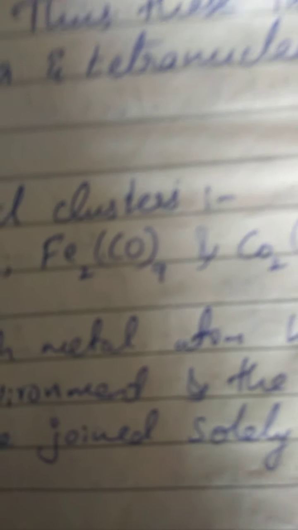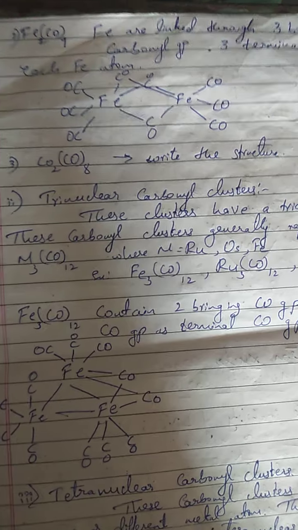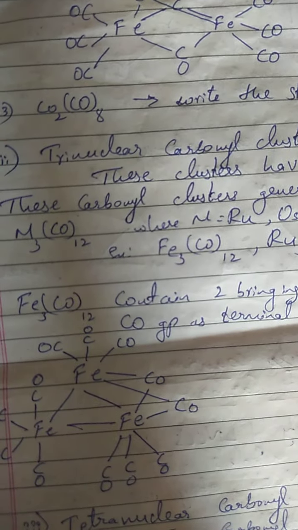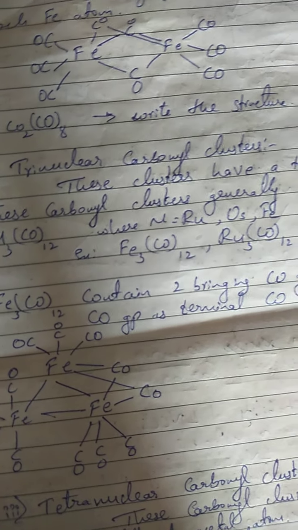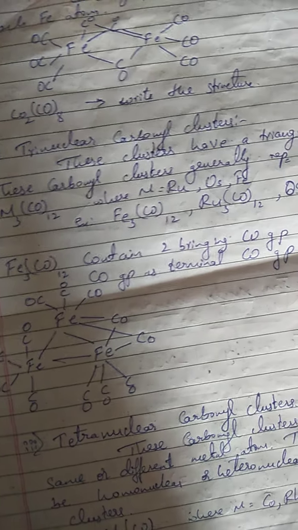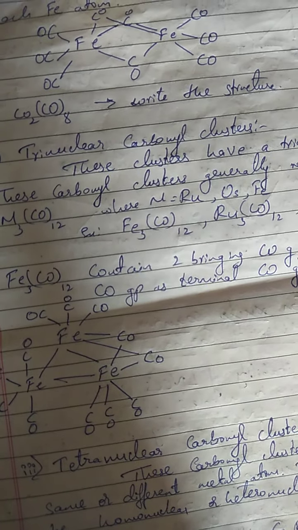One more example is Fe2(CO)9. You can see the structure of this there. And one more is Co2(CO)8, whose structure you should write. This is all about the dinuclear carbonyl clusters.